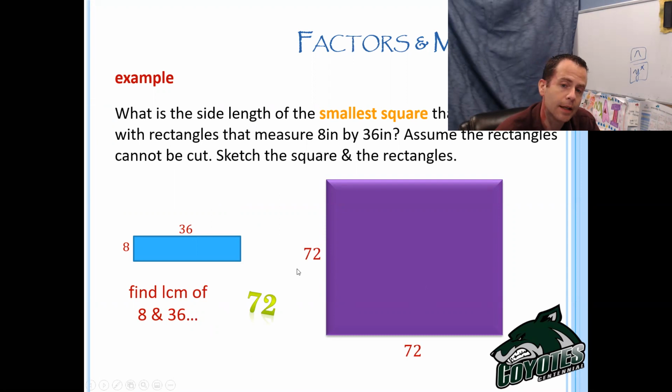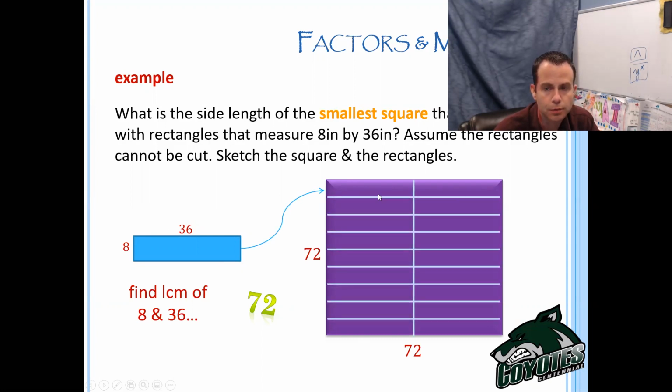And then it says draw the rectangles as well. If you think about trying to put this rectangle in here, how many rectangles would fit this way? Well, if it's 8 high, I'd get 9 that fit down that way. And then with 36 wide, I'd get 2 that fit here and here. So that's how all those rectangles would fit into that square.